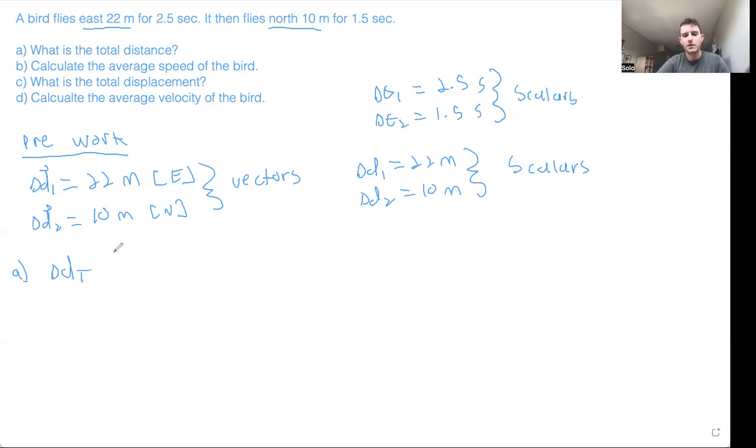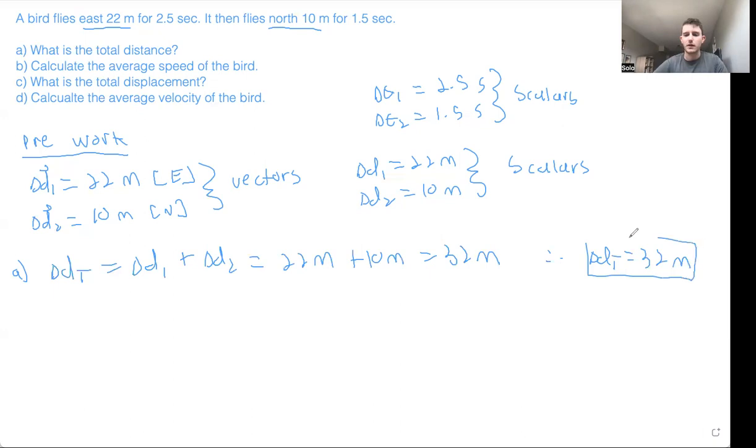So we can call this distance, the total distance is just equal to delta D1 plus delta D2. And that's going to be equal to 22 meters plus 10 meters. And we don't care about the direction because distance is just scalar. It's just purely how far did you go. And that's going to give us 32 meters. So we can write that the total distance is equal to 32 meters. And that's the answer for part A. Not bad, right? If you see distance on a question like this, you just want to know how far you went.